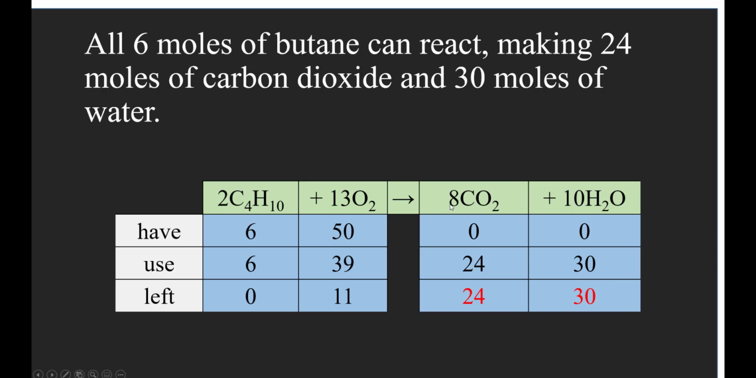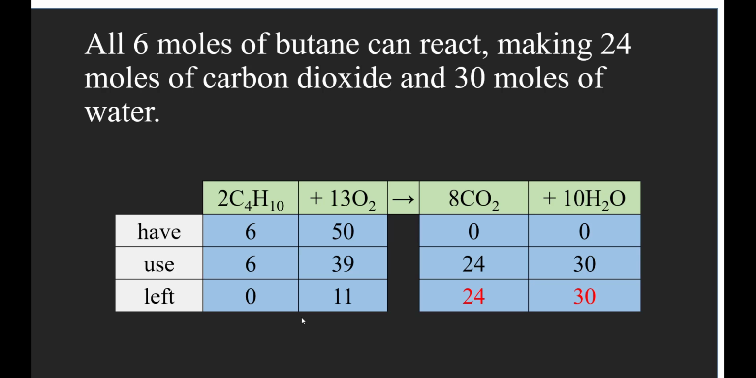And then following the 2 to 8 ratio, I multiply 6 by 4 to get 24. The 2 to 10 ratio between butane and water is a 5 to 1 ratio, so 6 times 5 is 30. So I end up with 24 moles of carbon dioxide, 30 of water, and of the 50, I only reacted 39 of the oxygens, so I still have 11 left over, and I don't have any butane.